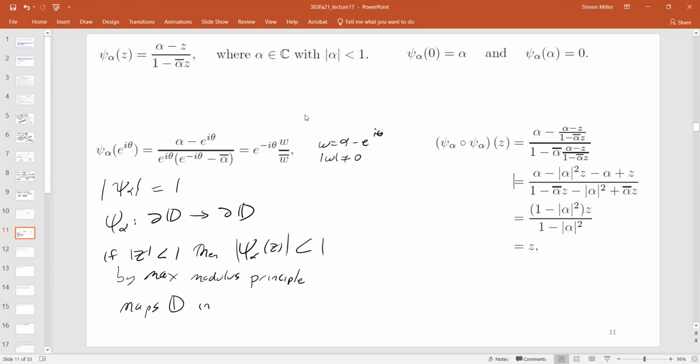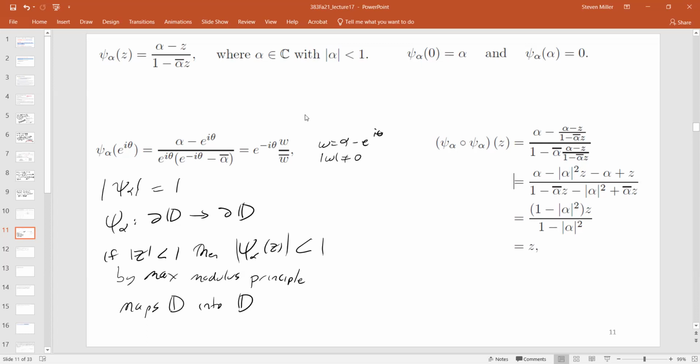So it maps D into D. Do we know if it's 1-to-1? No. Do we know if it's onto? No. We just know that it maps the disk into the disk. Okay, that's step 1. And the next step is to prove that it's 1-to-1 and onto. The nice calculation is to apply C alpha twice. Again, this is just straightforward algebra. When you go through and do it, at the end of the day, you get back z. So it's its own inverse.